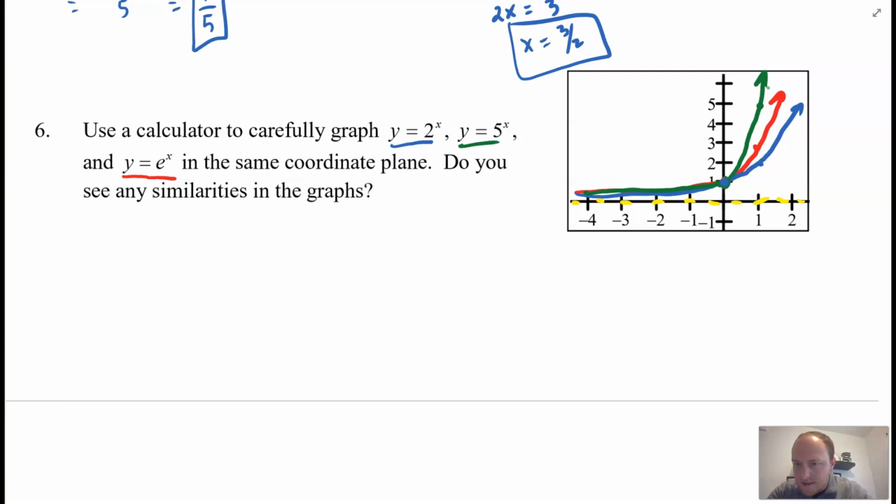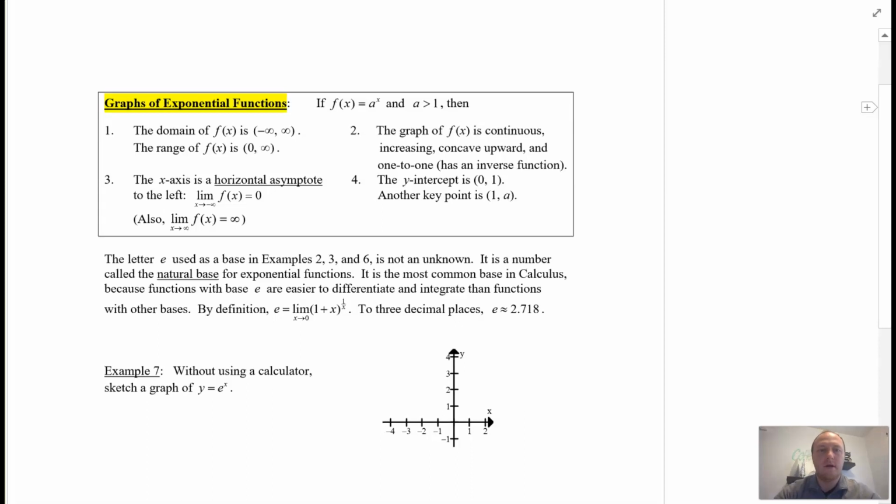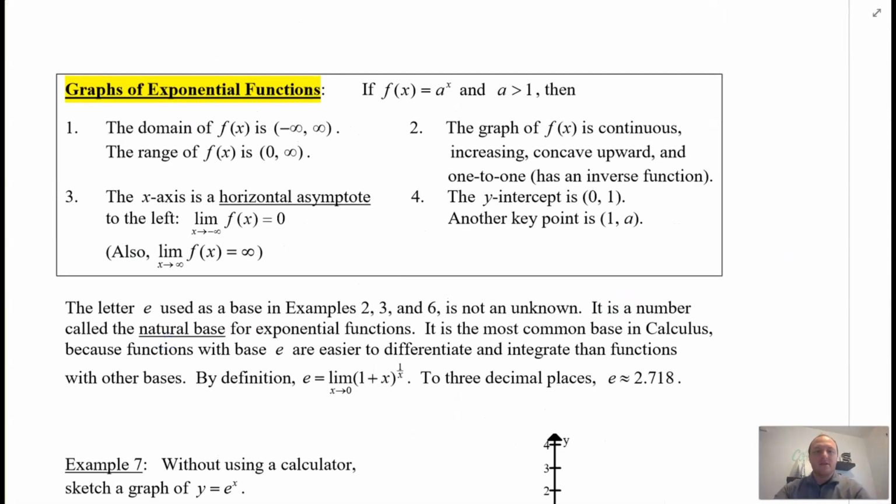Okay, let's go ahead and go to the next page. So, graphs of exponential functions. What I hope you notice is that for a function a to the power of x, if a is bigger than 1, the domain is all real numbers from negative infinity to infinity. I can plug in any input. The range is always going to be 0 to positive infinity, unless we have other transformations, which we'll look at in a second. The function is continuous, increasing, concave upward, and 1 to 1. So it's going to have an inverse function.